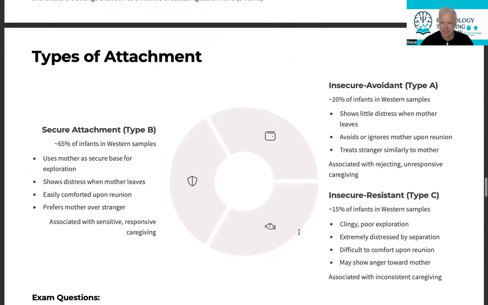And type C, insecure resistant: clingy, poor exploration, extremely distressed on separation, difficult to comfort on reunion, and they may show anger towards the mother. There's also a type D, which is disorganized, where they don't have any set pattern.